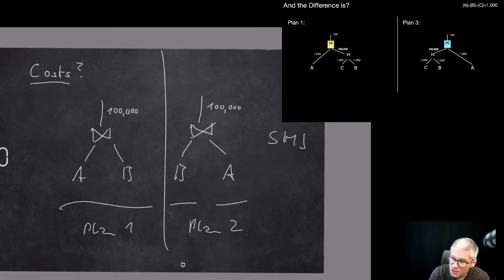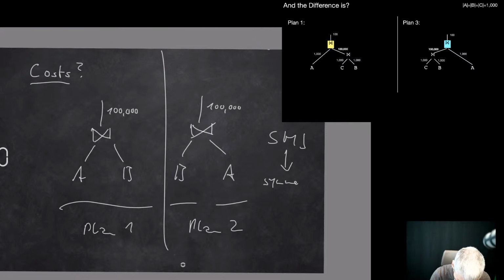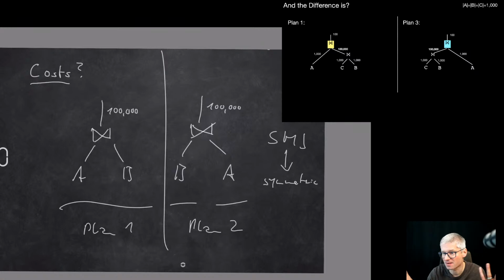So if you use sort merge join, is it asymmetric or symmetric? Does it make a difference whether A is on the left or on the right? No, it does not. It's symmetric. That's a symmetric operator. That doesn't matter. But that's in contrast to something like simple hash join.